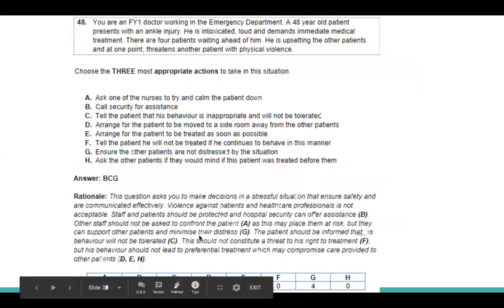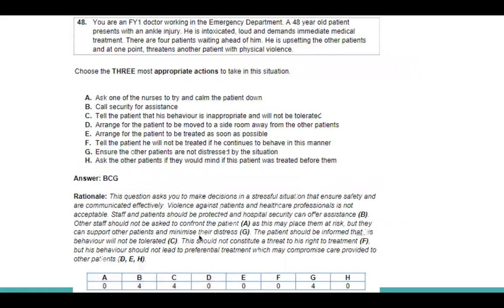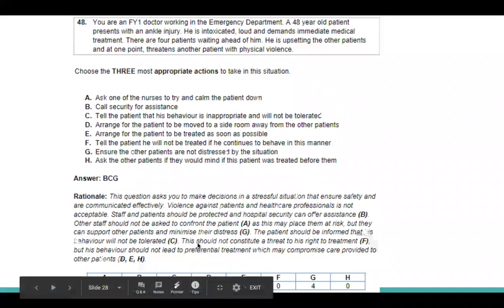Okay, so the answer is B, C, G. You call the security for assistance, tell the patient that his behavior is inappropriate and will not be tolerated, and G, ensure other patients are not distressed by the situation. So it's just more like violence is not accepted and you just want to make sure that everyone is safe. So call security because I'm not going to be fighting anyone. The security should be the person in charge of sorting it out and making sure everyone is safe in the area. Okay, next slide.